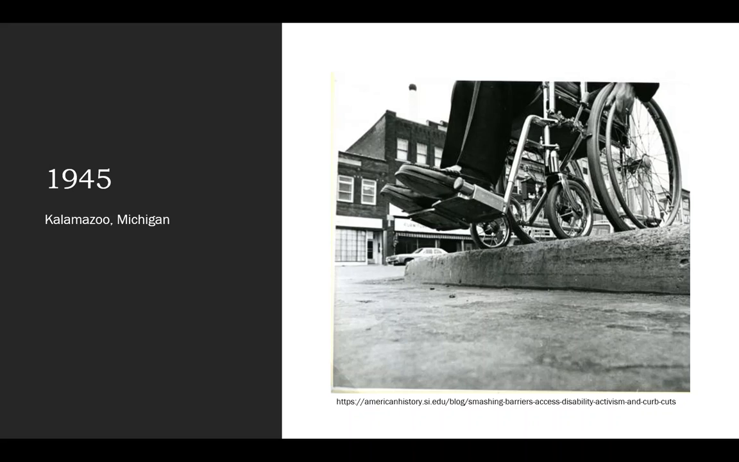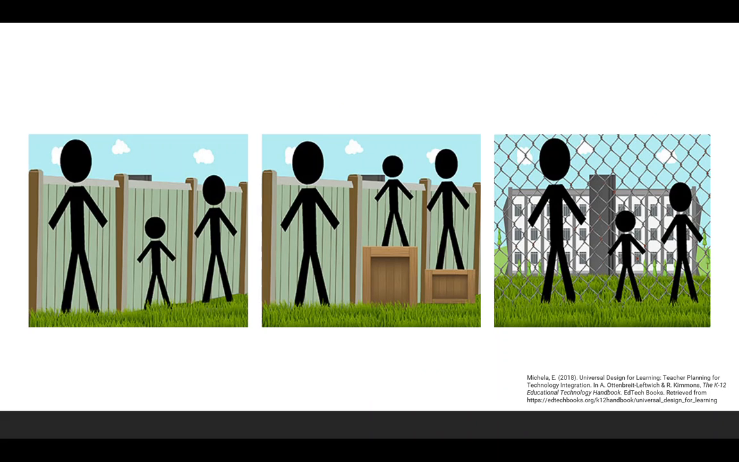Well, what you can see here is this is an updated image of the equity and equality. And it says, instead of providing boosts here, maybe we can just remove the barrier for everyone. We can take away that curb for everyone, and then everyone will be able to see the building or the baseball game or whatever it is.